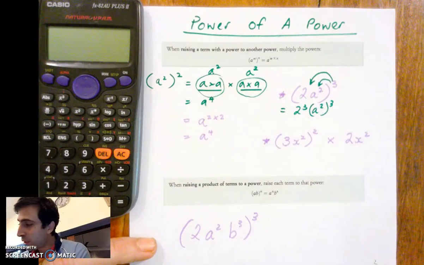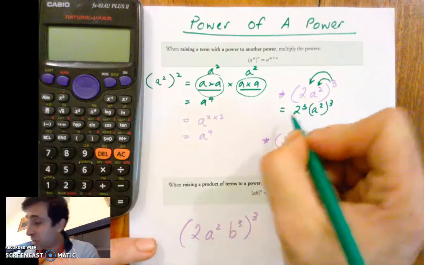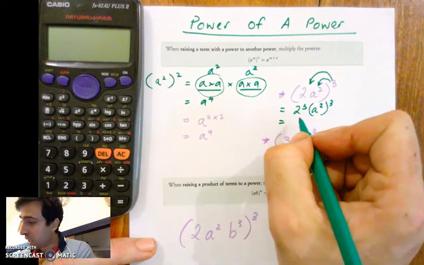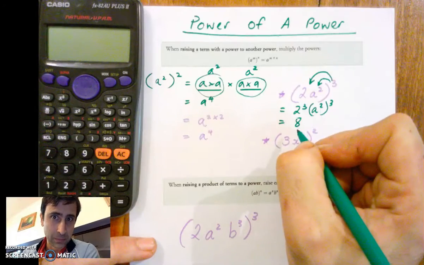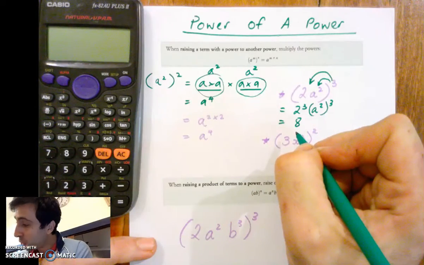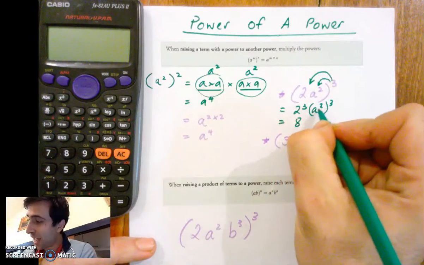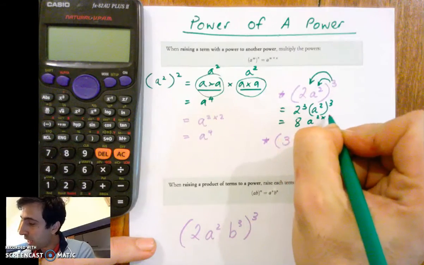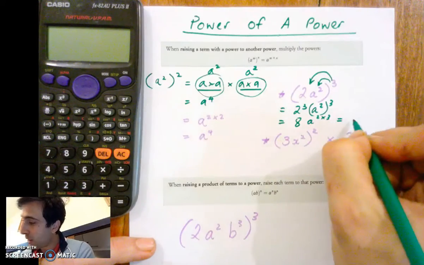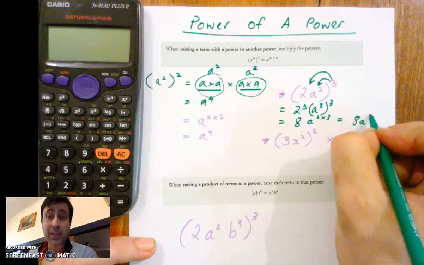So we know that we can work out 2 cubed. 2 cubed is just 2 times 2 times 2, which is 8. And a squared cubed is just a to the 2 times 3, which is a to the power of 6. So 8a to the power of 6. Easy peasy lemon squeezy.